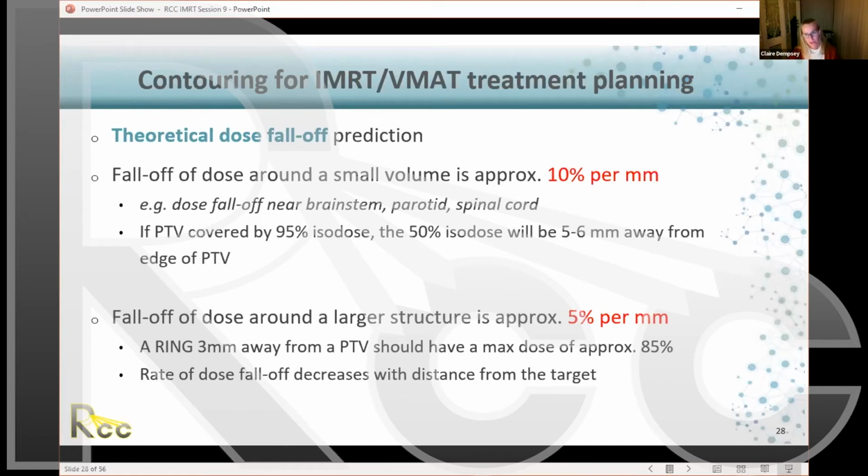If we have a larger structure in the patient, so a larger PTV, we usually use the rule of thumb of around about 5% dose drop off per millimeter.